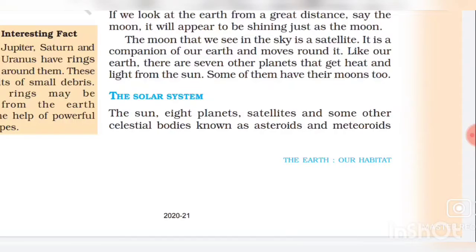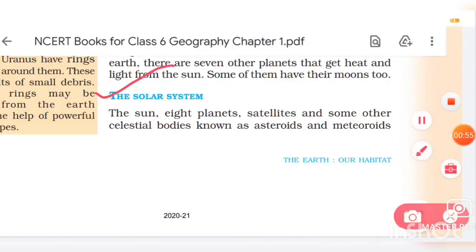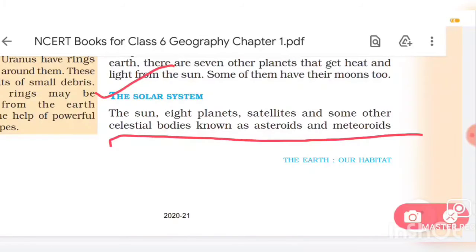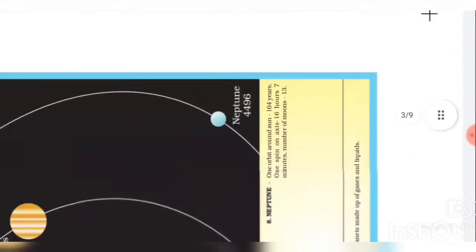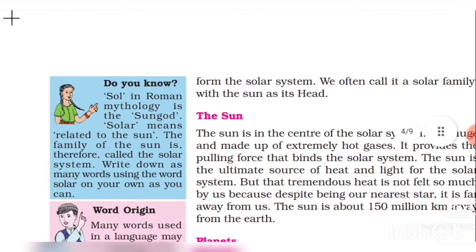Now we are going to discuss the solar system. The sun, 8 planets, satellites, and some other celestial bodies known as asteroids and meteoroids form the solar system. If the question comes up about what the solar system consists of, you will be able to answer that the sun, 8 planets, the satellites and other celestial bodies known as asteroids and meteoroids form the solar system.